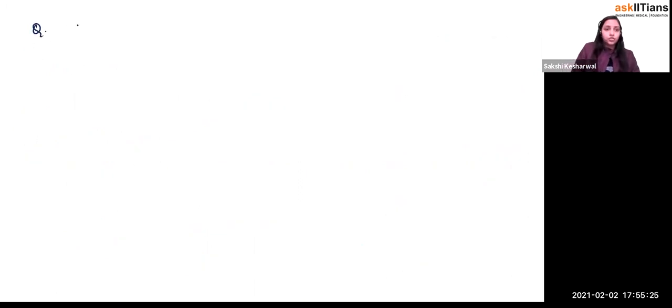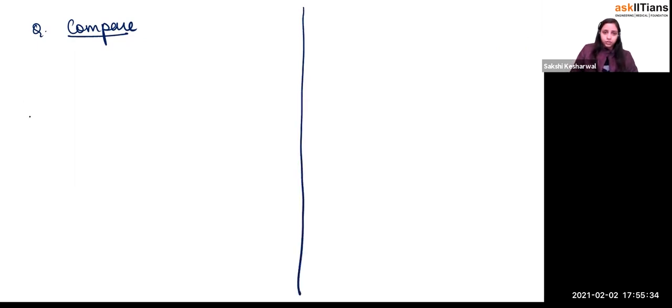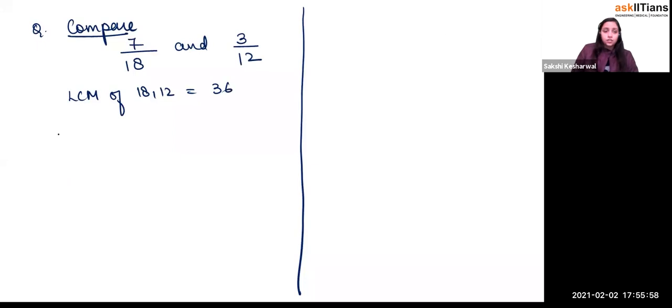See, if I give you one more question, I'll teach you one more shortcut method over here. So I'll be just making a line. Compare, if I say 7 by 18 and 3 by 12, right? This is what you have to compare. Now what you have to do, you have to make equivalent like fractions. So first you will take what? Beta, LCM of what? 18 and 12, right or not? Which is equal to what? 36, right? So 7 by 18 will become what? You have to multiply this by 2 and this by 2. It will become what? Beta, 14 by 36.